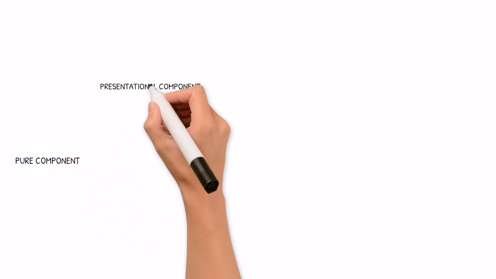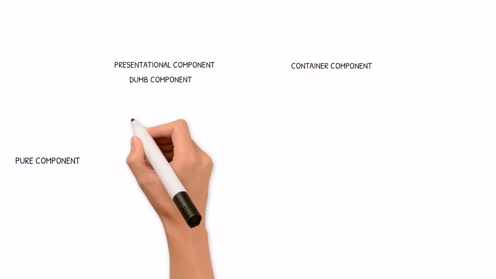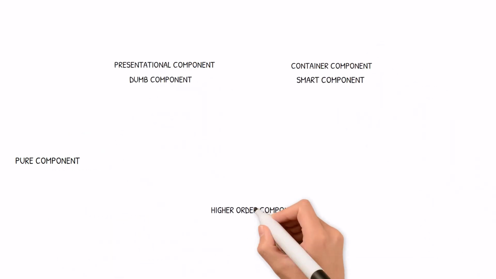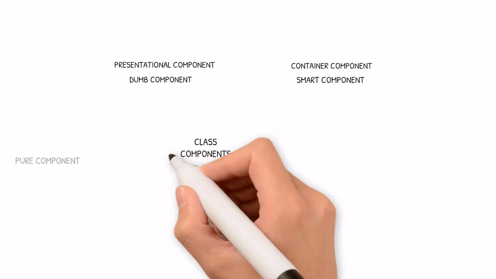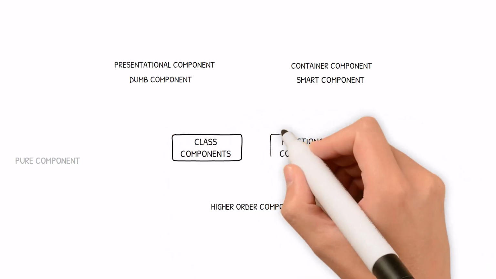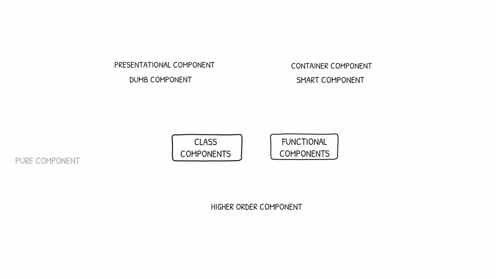Sure you have already heard all or most of these terms. Apart from pure components, even though they are labeled as components, they don't really represent the diverse types of components. Rather, they reflect our approach to working with components, whether they are class-based or functional.